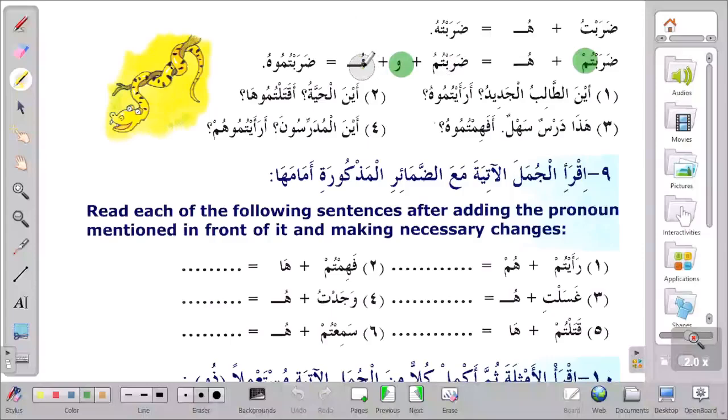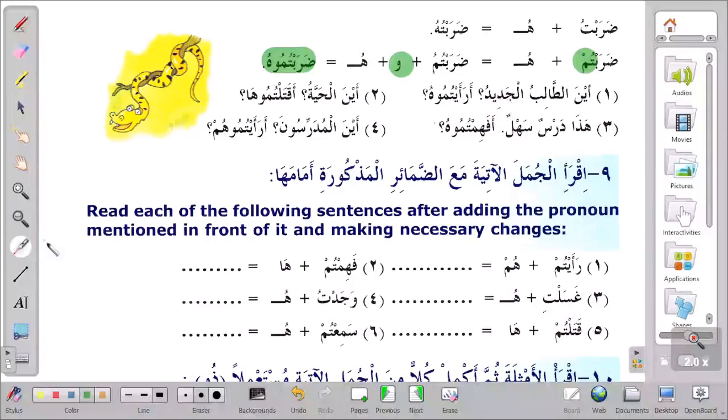So like here, darabtum, you see the verb is ending with tum, and you want to attach a pronoun as an object. You beat him. So if this pronoun is there, you can't attach the object directly. You have to add wow before. So tum always has wow attached to it before a pronoun can be attached. So darabtumuhu. Hope that is clear. Qataltumuhu, ghasaltumuhu. I hope that is clear. So two exceptions.